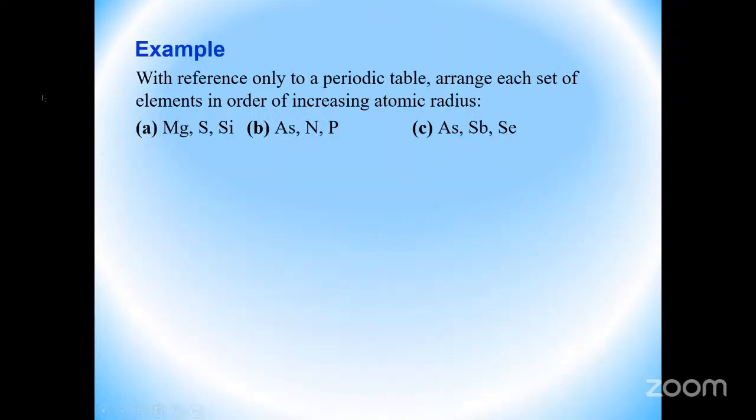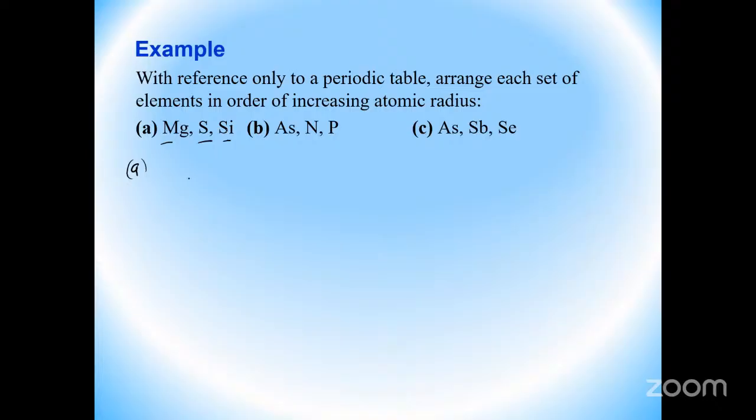Okay, so let's see if we can answer these questions. So this question says, using only a periodic table, and I'm going to need your guys' help. In fact, I should have brought a copy of mine here. Using a periodic table, and only a periodic table, arrange each of the set of elements in order of increasing atomic radius. Now, let's deal with the A part first, right? Now, in the case of A, you have magnesium, sulfur, and silicon. And if I'm not mistaken, please confirm this. Those elements are in the same period, right?